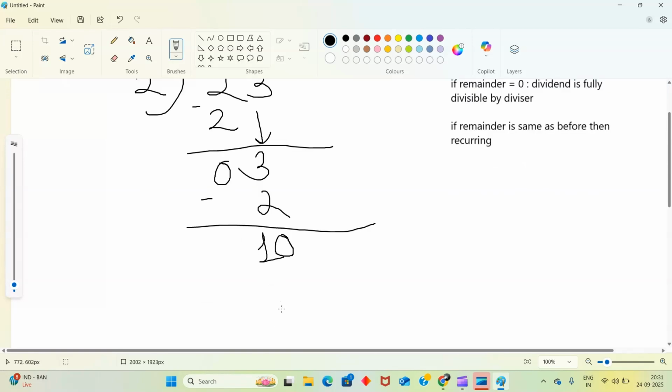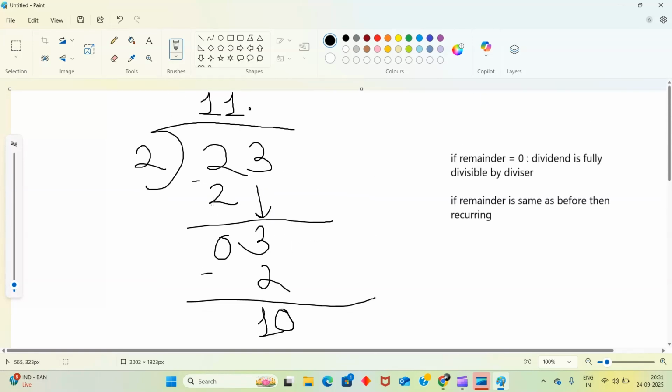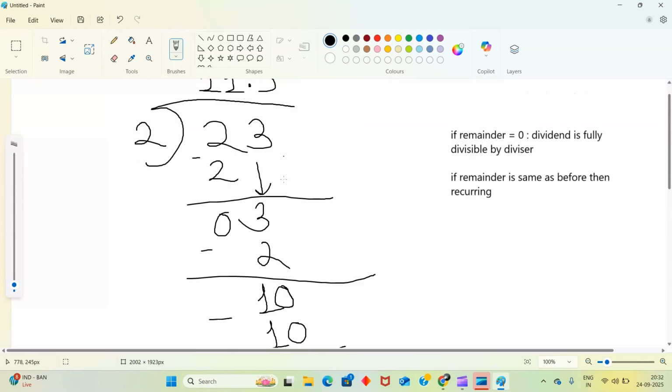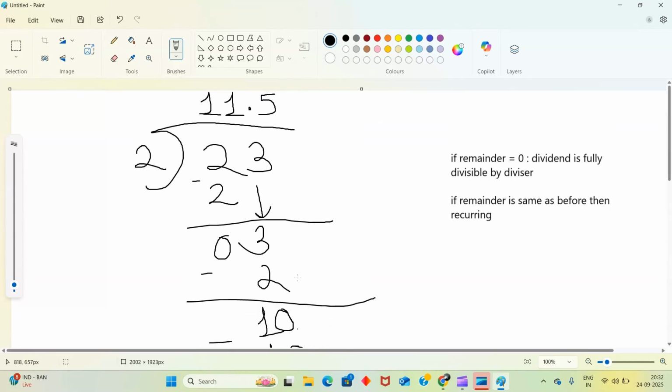Now we don't have anything, so I'll add the point here, then I can have multiple zeros. I get 10. Now 2 fives are 10. So I'll get remainder as 0. Now I got remainder as 0, so it is divisible, and my answer will be 11.5.